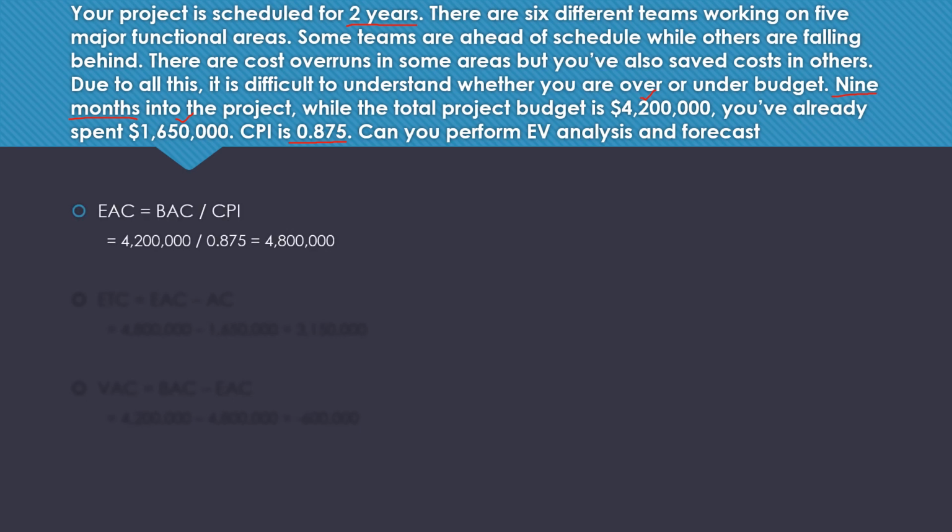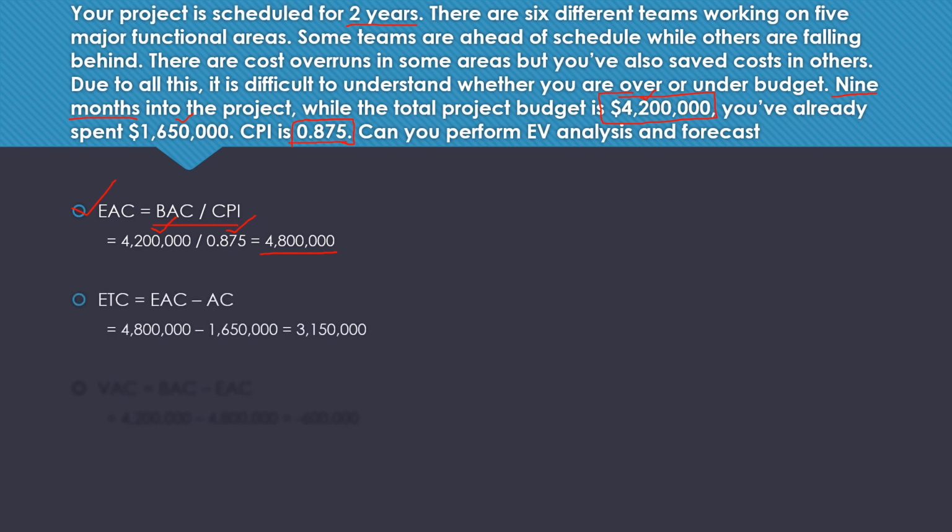The formula for EAC is BAC divided by CPI. You already have the value of BAC, budget at completion, which is 4,200,000 US dollars. You put that in, you already have the value of CPI, which is 0.875. And by the way, there are 4 different formulas for EAC. Since we have certain values with us already, we are using this formula, and this is the value that you get. Estimate at completion is 4,800,000 US dollars.